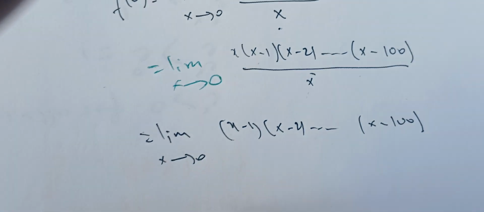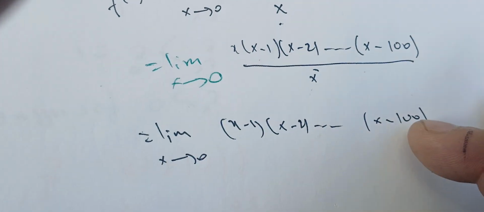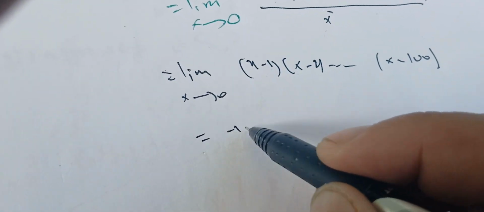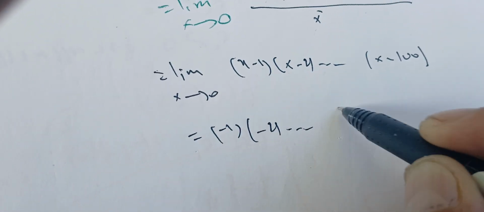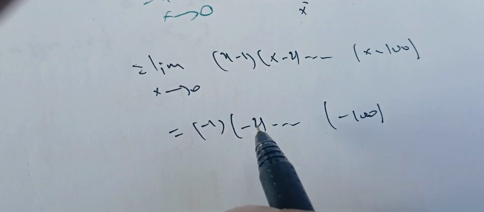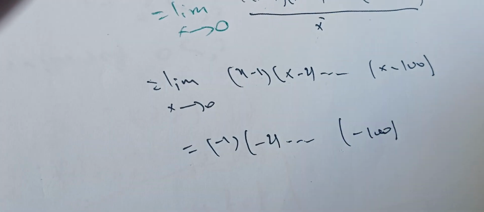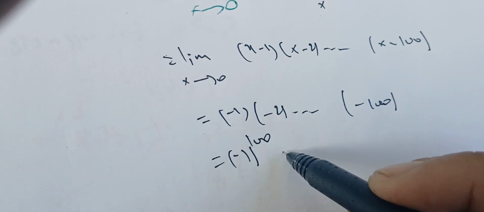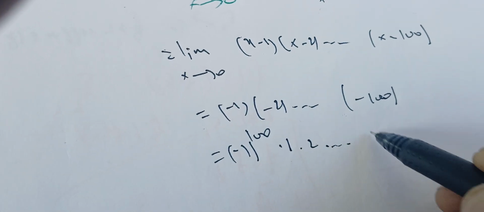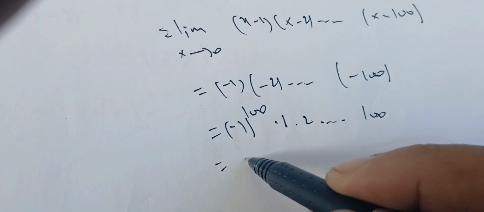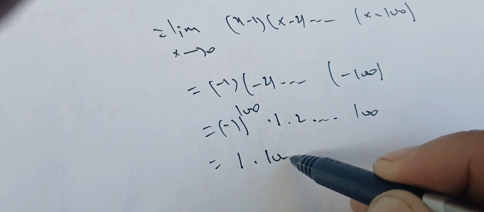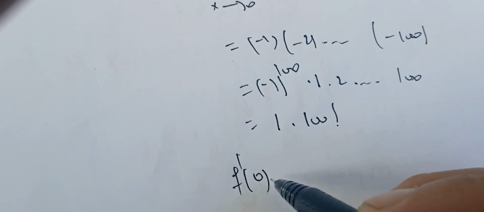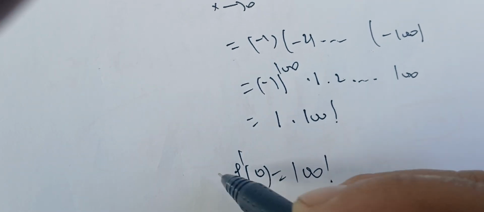(x minus 1) times (x minus 2) times ... (x minus 100). When I plug 0 here, this is a polynomial, I get minus 1 times minus 2 times minus 100. I have 100 minus signs, and that's (minus 1) to the power 100 times 1 times 2 times 100. So this is just 100 factorial. Therefore, f prime of 0 is just 100 factorial.